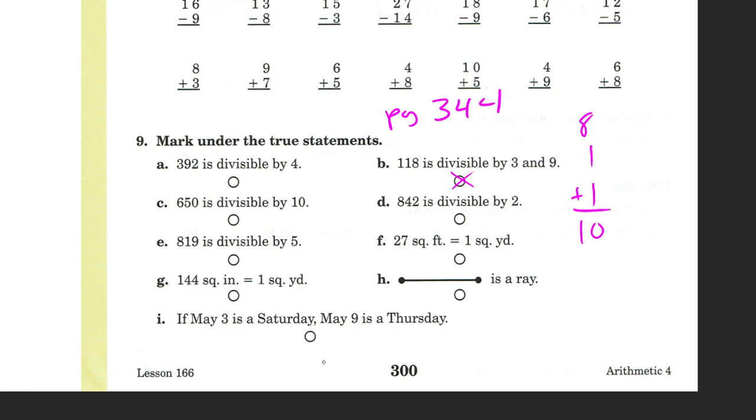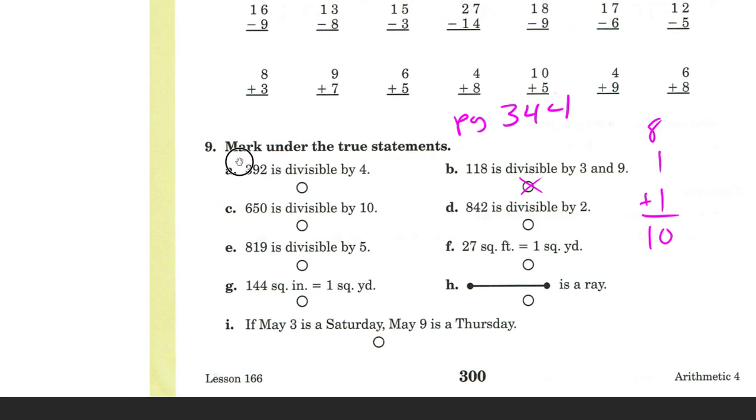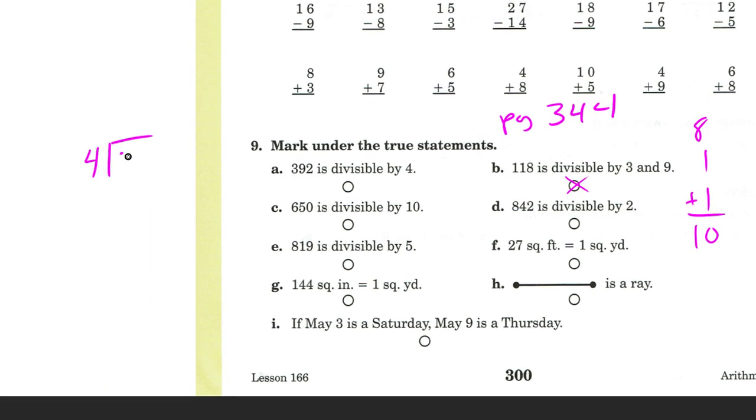Okay. You know what? I'm going to do this real quick. Can 4 go into 392? Let's see. 9 would be 36, 32. Oh yeah, 98. Okay, so this is a true statement. All right. Anyways, okay, guys, take care.